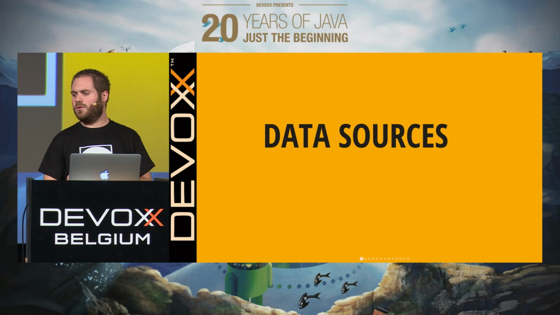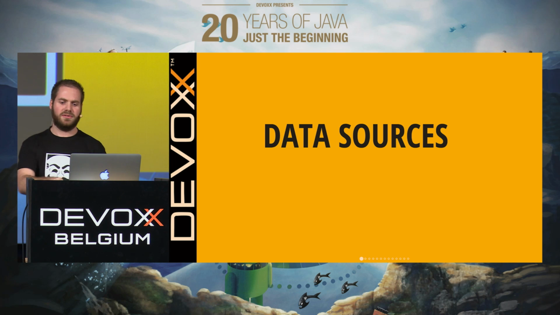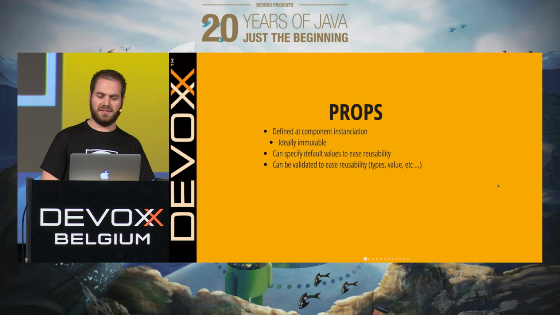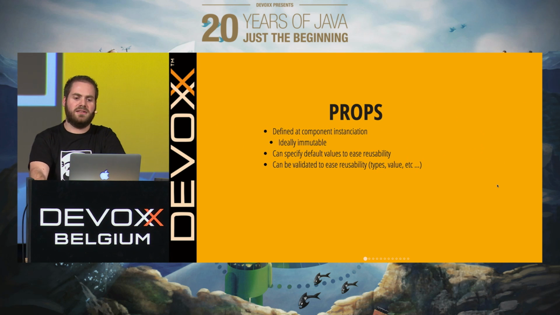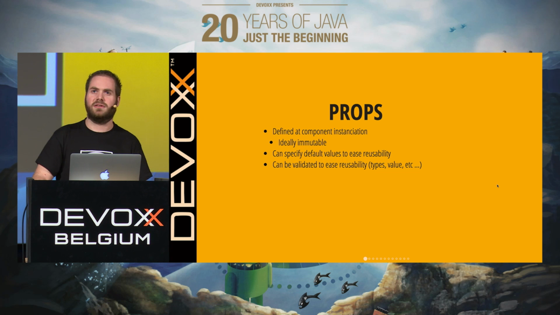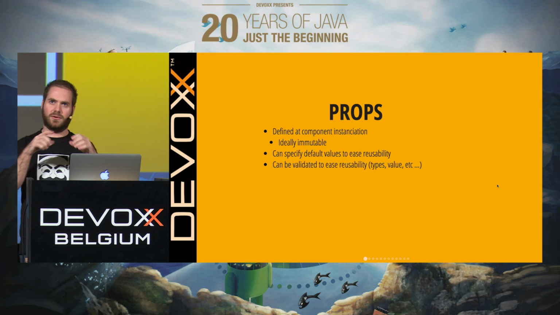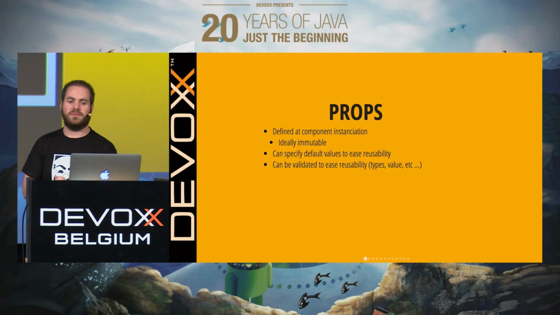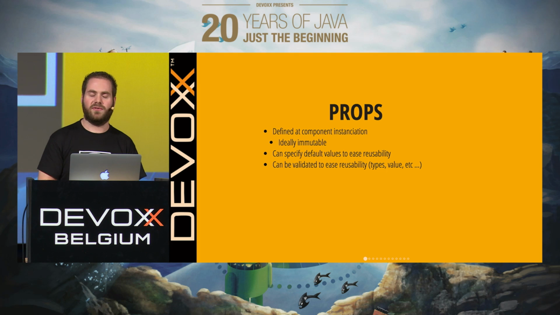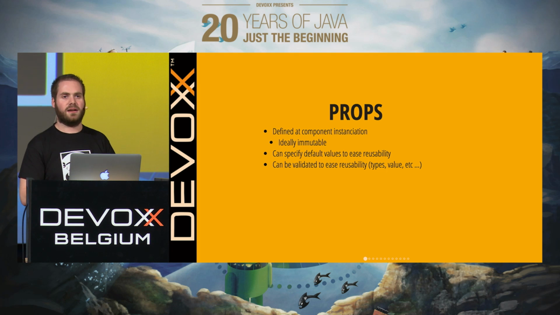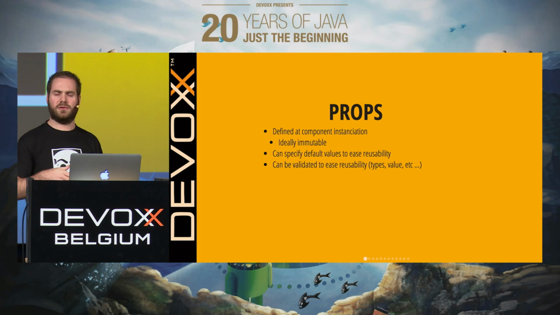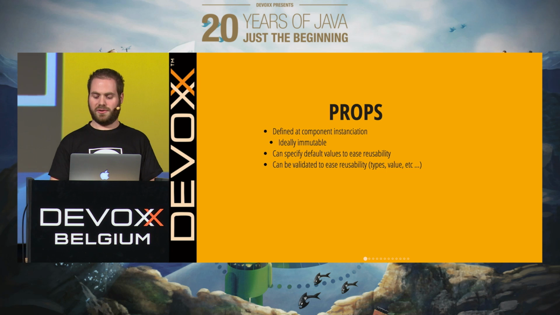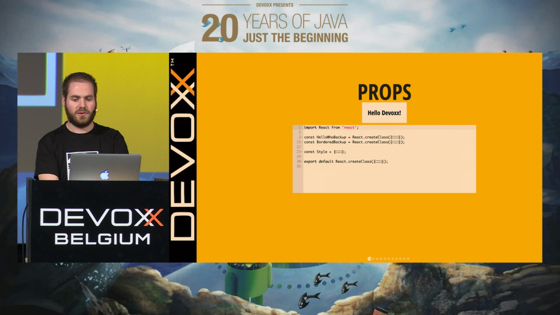So now let's see how to put some data inside our components. The first way is to use properties. So properties are defined at component instantiation. It's like HTML attributes when you use it in ES6, the weird HTML language. You can define some default values, and you can also validate your properties to tell developers that they are using the component in a bad way. So let's see how it works.